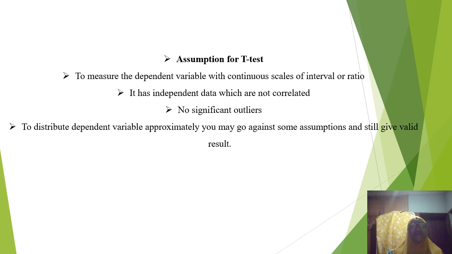There are usually four assumptions for t-test. The first assumption is to measure the dependent variable with continuous scale of interval or ratio. Secondly, it has independent data which are not correlated. Thirdly, no significant outliers. Then the last one is to distribute dependent variables approximately normally. You may go against some assumptions and still give valid results. So that is that about t-test.